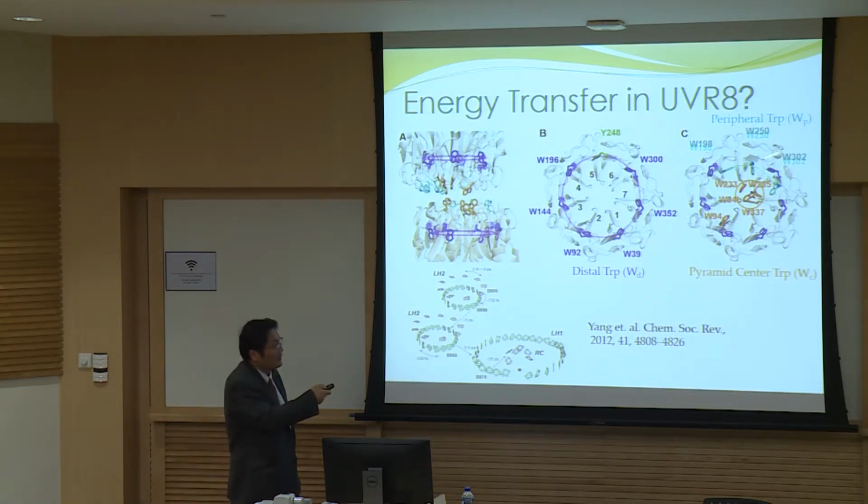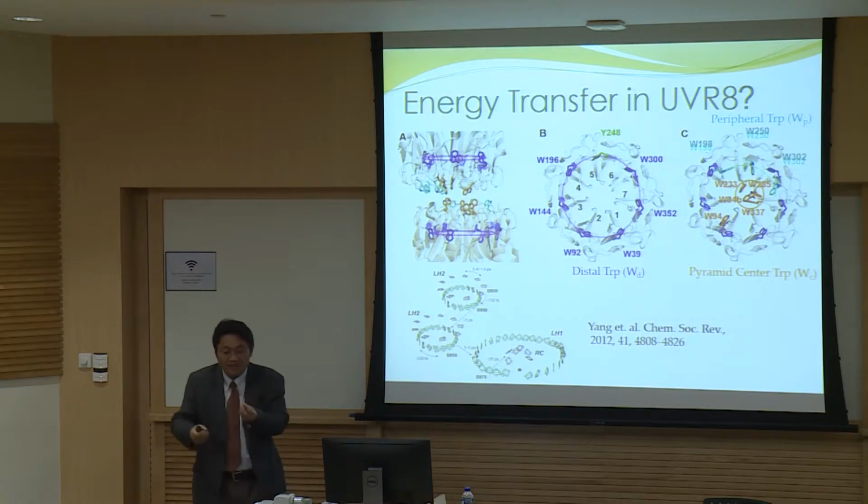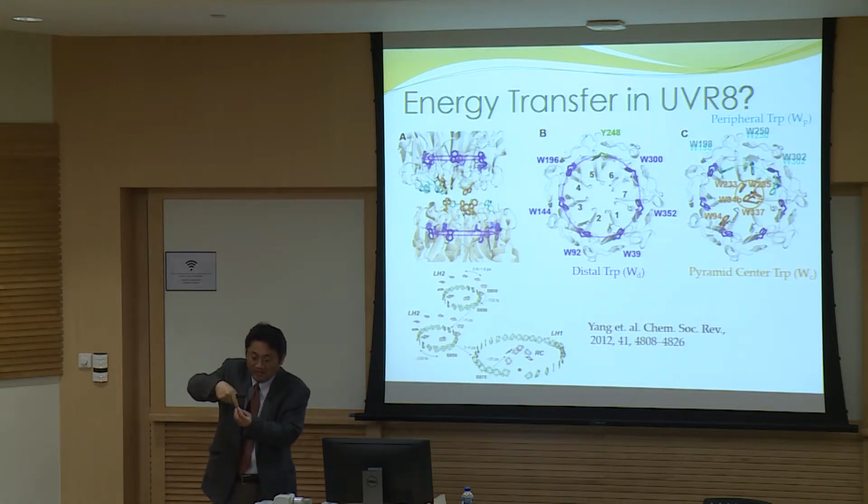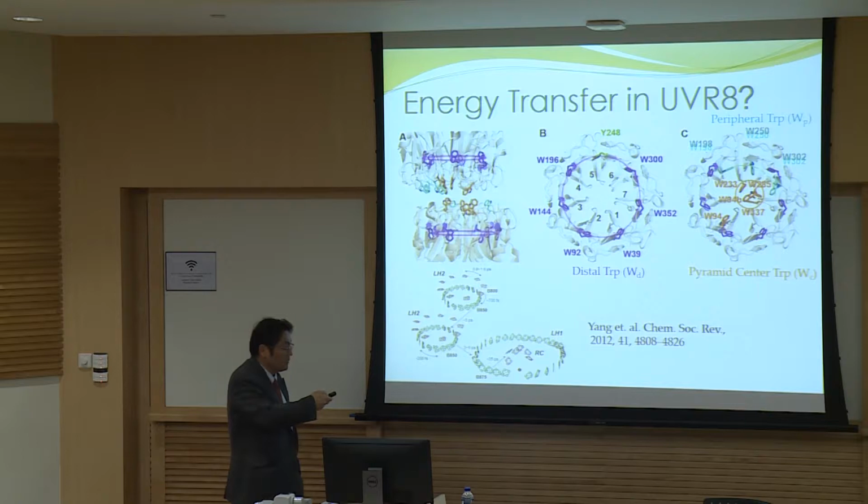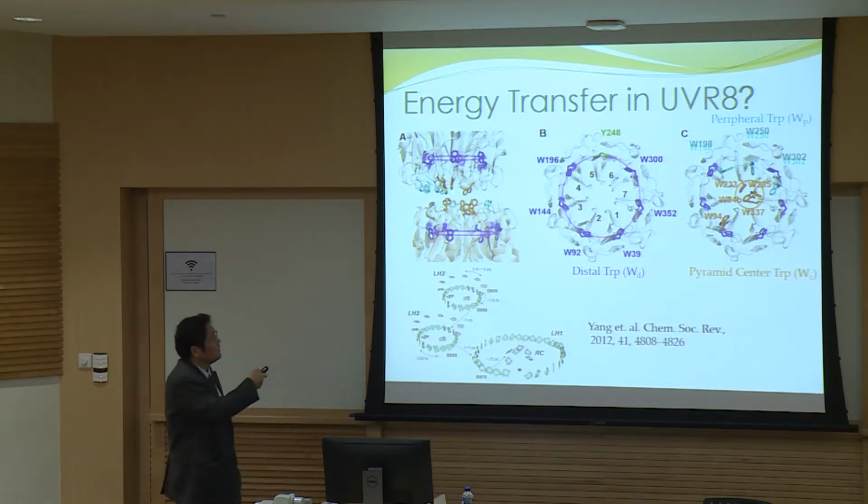Look at this interface. There are 3 tryptophans in the center here, and they form a cluster, and with a lot of tryptophan coming in, they form a so-called pyramid. They're like a pyramid shape. And then around this pyramid shape, there are another 3 tryptophans that form a small half ring. We call them the peripheral. So this is 3 peripheral tryptophans, this is 3-1, and then they form this structure.